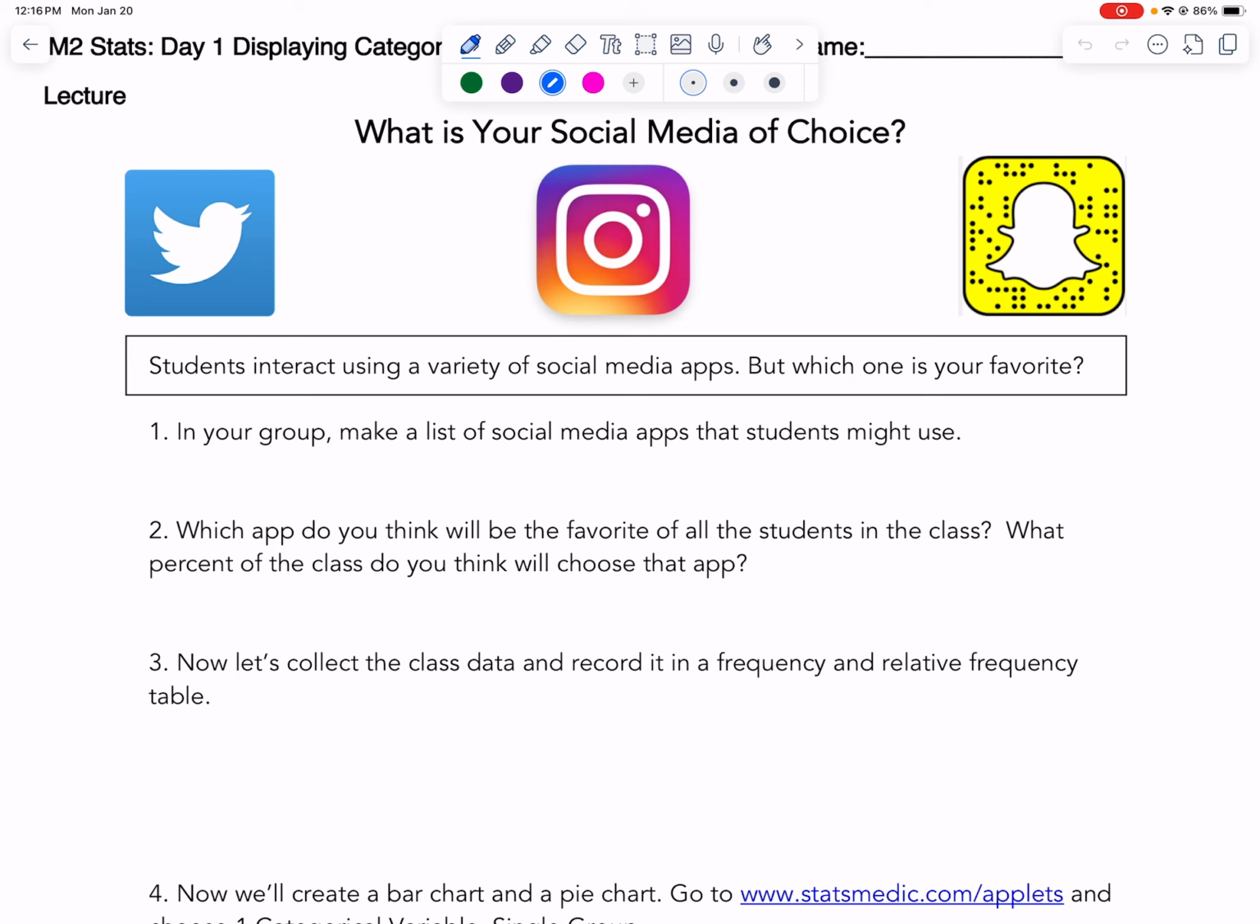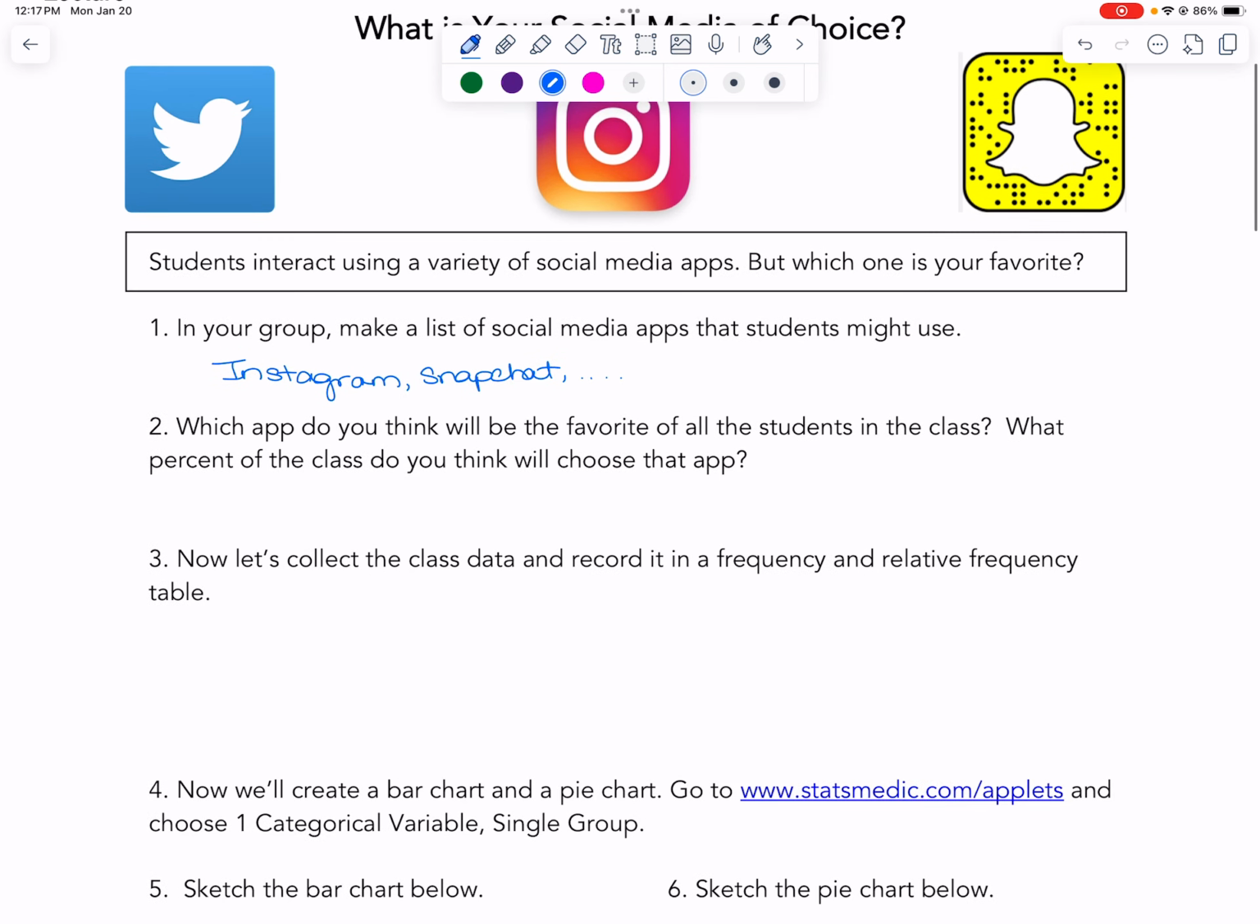And so you would do this in your group. You'd be like, okay, what social media does everybody in the group use? And we would write down what those things are. Like Twitter is obviously not Twitter anymore. It's X, but like Instagram. We'll have to update our little images. Snapchat. And anything else that you as a group decide is a social media app. And then you're going to predict which app do you think will be the favorite? Which one do you think that people use a lot? I might think that it was Instagram.